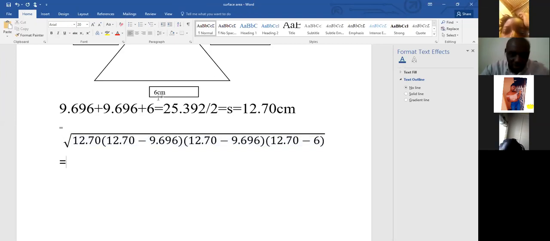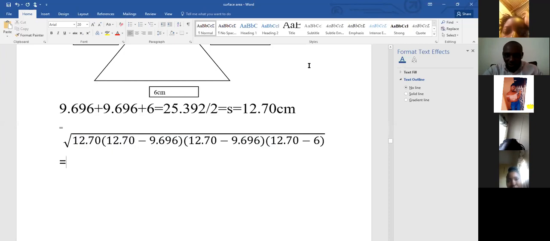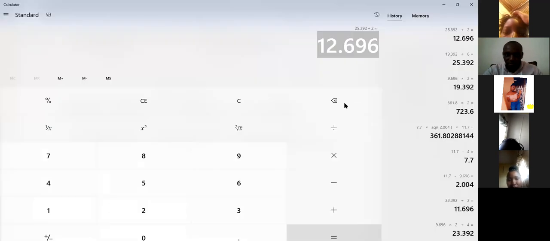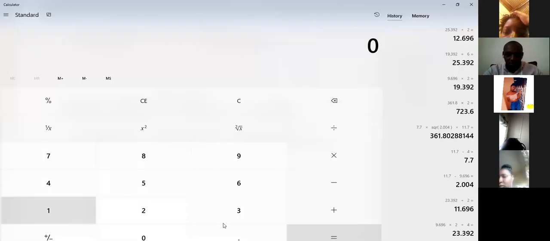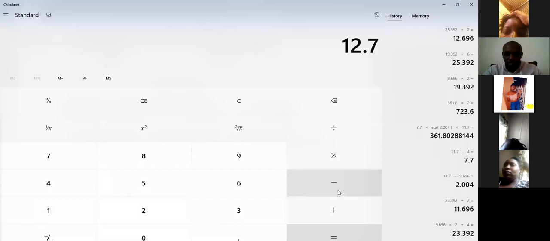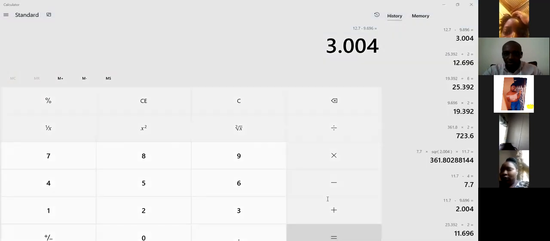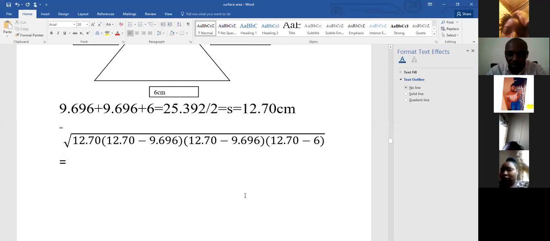And the answer is going to be 12.7 minus 6.96. Okay, let me share the calculator. 12.7 minus 9.696. The answer is 3.004. So the answer is 3.004.